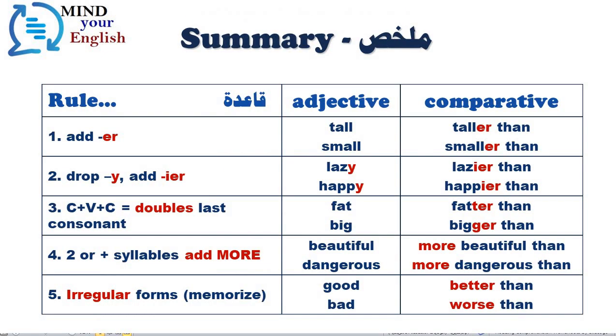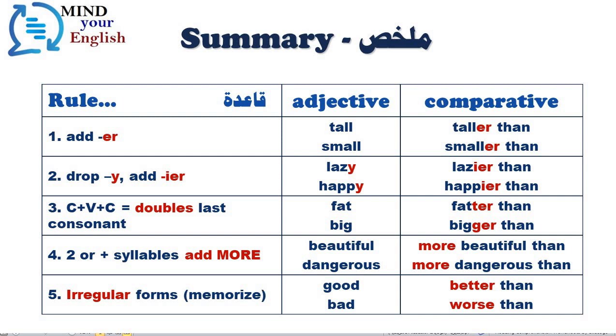Summary. Rule. Adjective. Comparative. Rule 1. Add er. Adjectives tall and small. In comparison they become taller than and smaller than. Rule 2. Drop y and add er. Adjectives lazy and happy. In comparison they become lazier than and happier than.